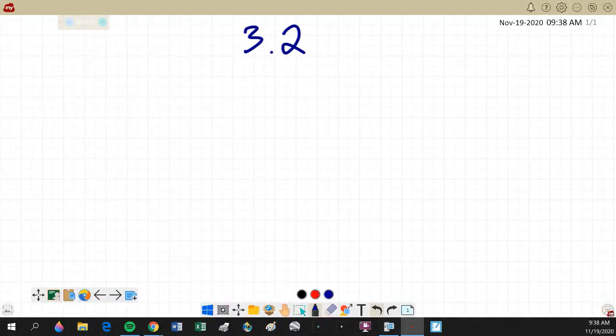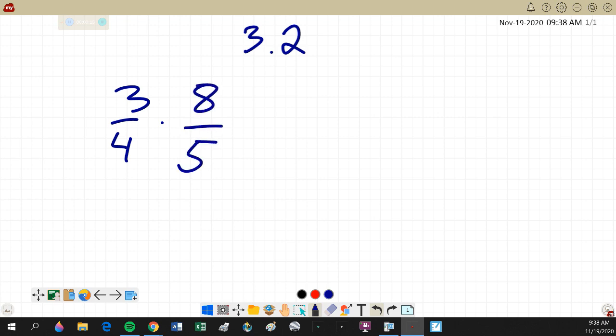3.2, multiplying and dividing rational expressions. So let's first talk about regular fractions. If I had 3/4 and I multiplied it by 8/5, how do you multiply two fractions? No, don't cross. Just straight across.